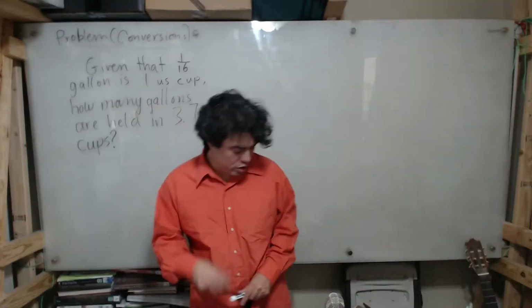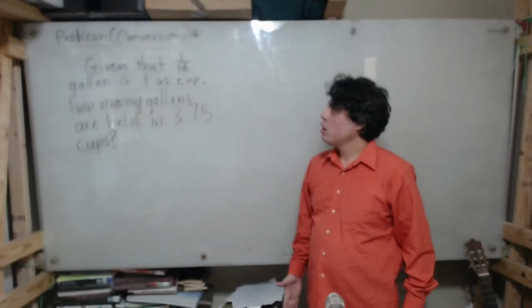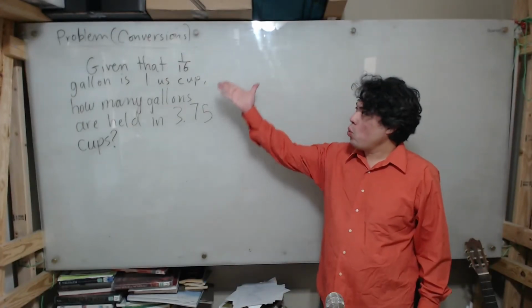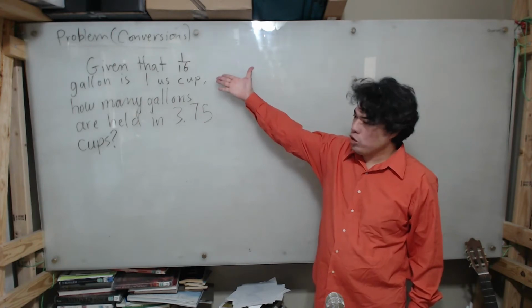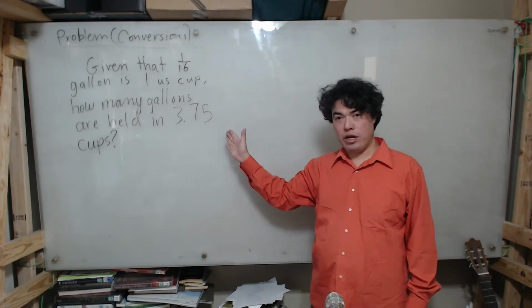Okay, and here we are with another conversion problem. Here I'm going to convert from gallons to cups again. Given that 1 over 16 gallon is 1 US cup, how many gallons are held in 3.75 cups?